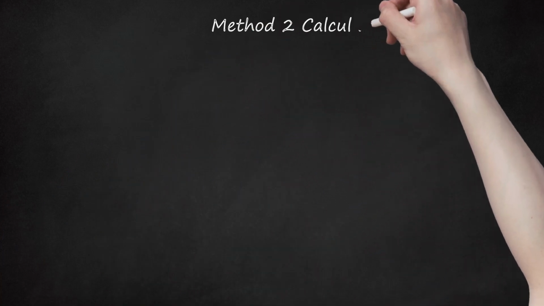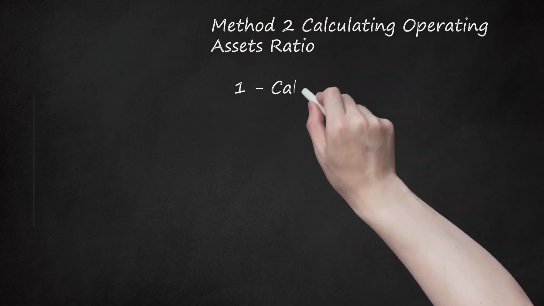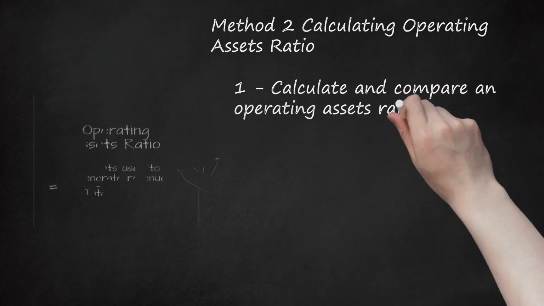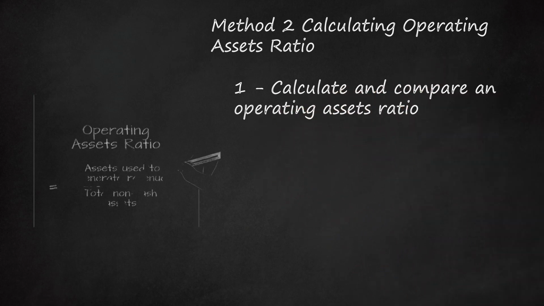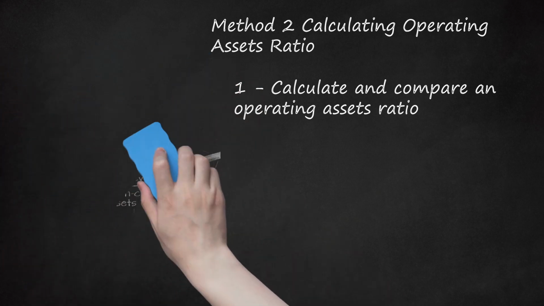Method 2: Calculating operating assets ratio. 1. Calculate and compare an operating assets ratio. An operating assets ratio is the operating assets divided by total assets less cash. It is used to analyze which company assets are not contributing to revenue and can therefore be reduced or eliminated. The formula is operating assets over total non-cash assets.